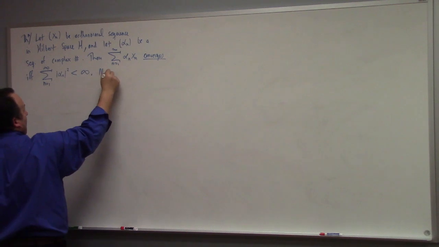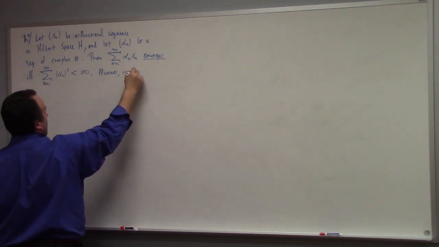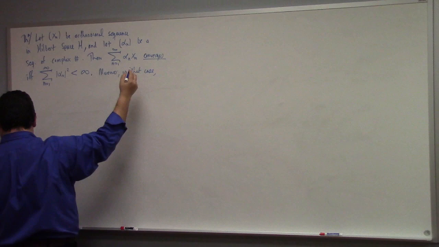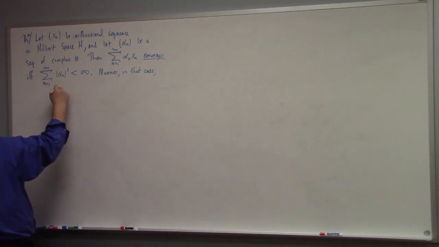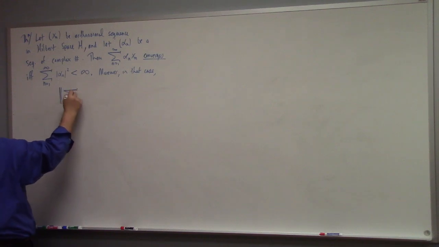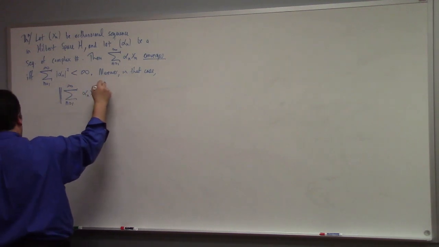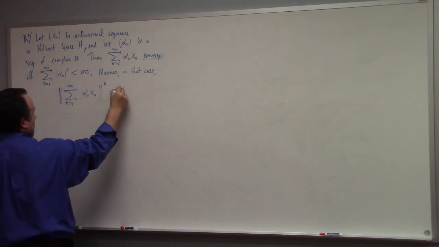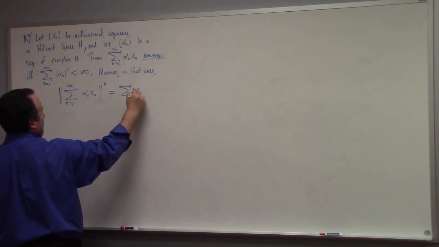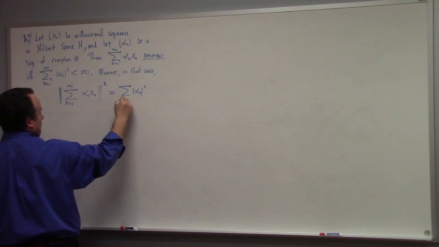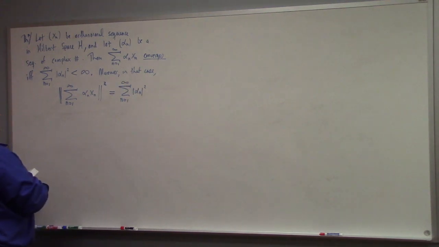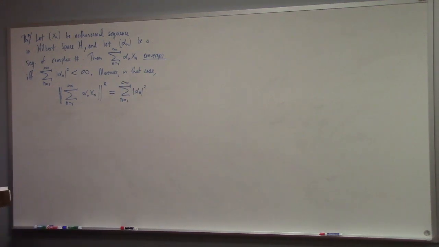Moreover, in that case, the norm of the series, n equals 1 to infinity of alpha n xn, squared is equal to the sum of the squared moduli of alpha n. Okay, so this is unsurprising, but there it is. It's an orthonormal sequence, so this is basically the infinite Pythagorean theorem.